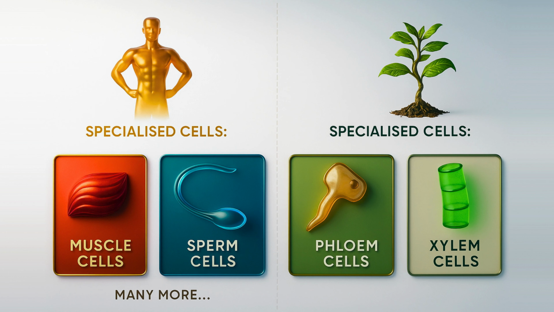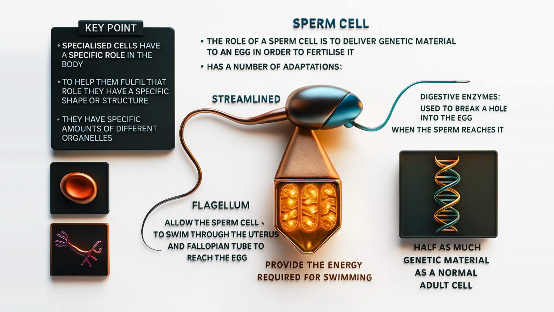To understand what it means for a cell to be specialized, let us take a closer look at the sperm cell. The main role of a sperm cell is to deliver genetic information to an egg cell in order to fertilize it and create a new life. To perform this role effectively, the sperm cell has several unique features or adaptations. For example, its nucleus contains only half the amount of genetic material compared to a regular adult cell, which is necessary because it needs to combine with the genetic material from the egg to form a complete set.